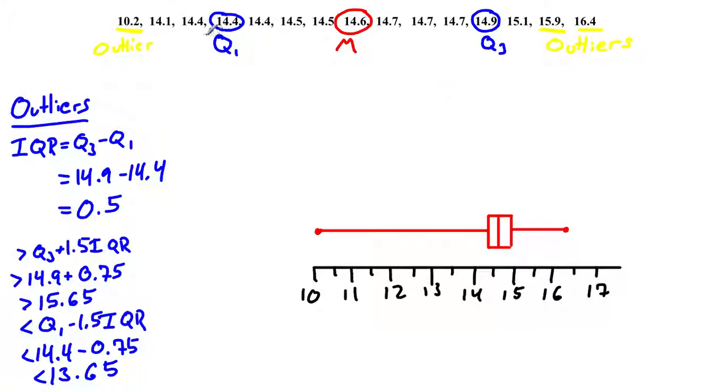Now sometimes you will see box plots constructed where they go to the lowest value that is not an outlier. For our purposes, we're going to include all the data and we're just going to label the outliers and say that 10.2, 15.9, and 16.4 are outliers. So again, what we have to do is find the interquartile range, find 1.5 times that, and then anything greater than that value, so in this case greater than 15.65, and anything less than 13.65 is going to be an outlier.